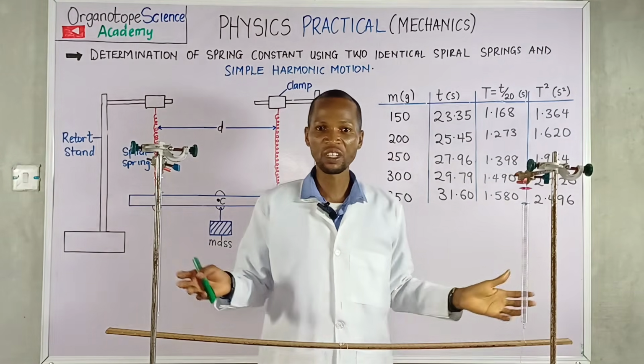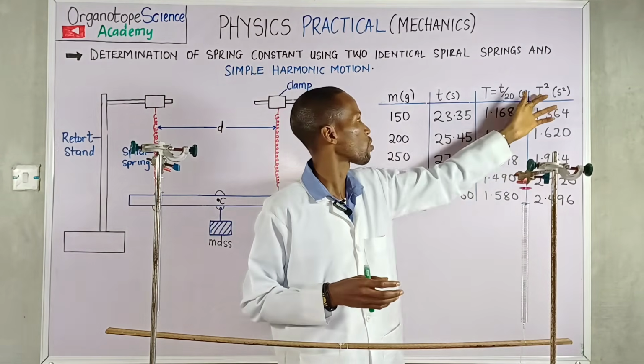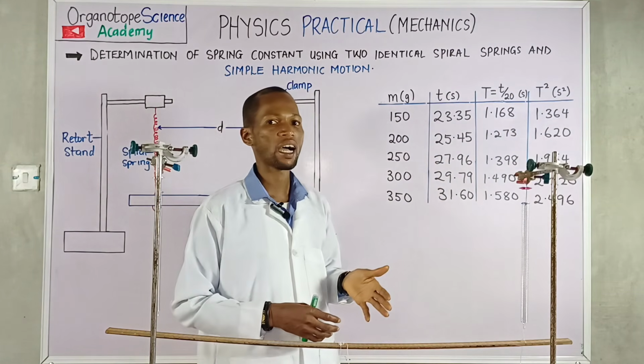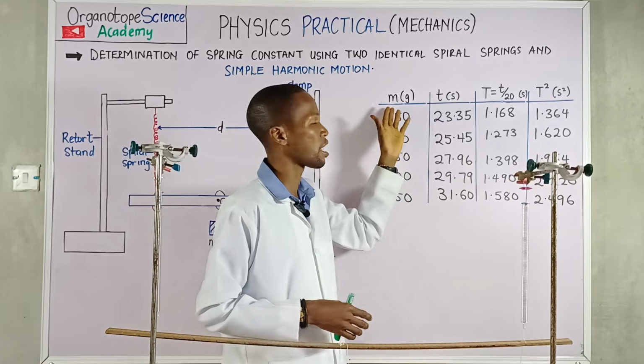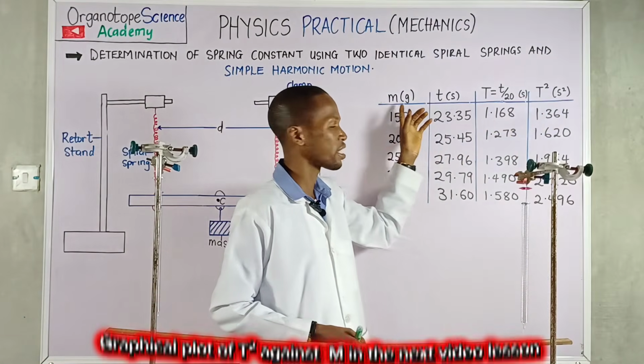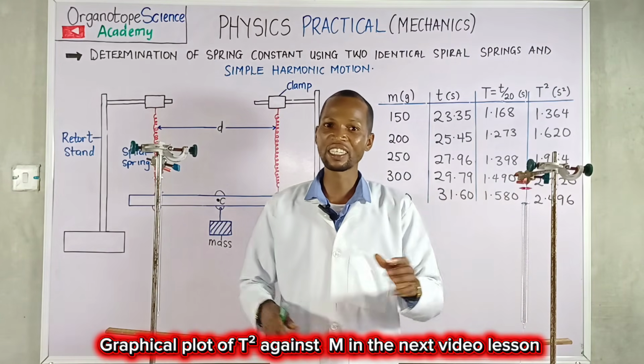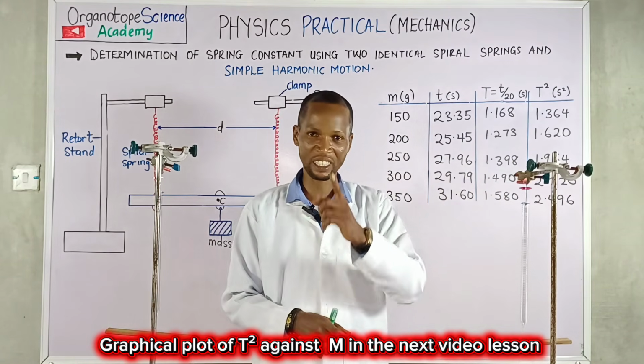Make sense? Moving on, can we plot the graph of t squared against m? We have t squared on the vertical axis of our graph and m on the horizontal axis of the graph. The graph of t squared against m is a straight line graph, and the slope that we calculated is the spring constant for this experiment.